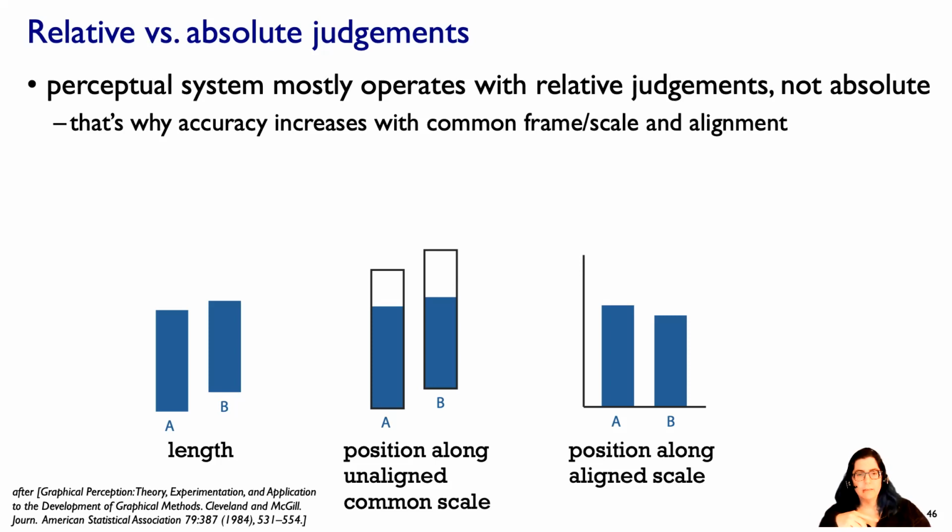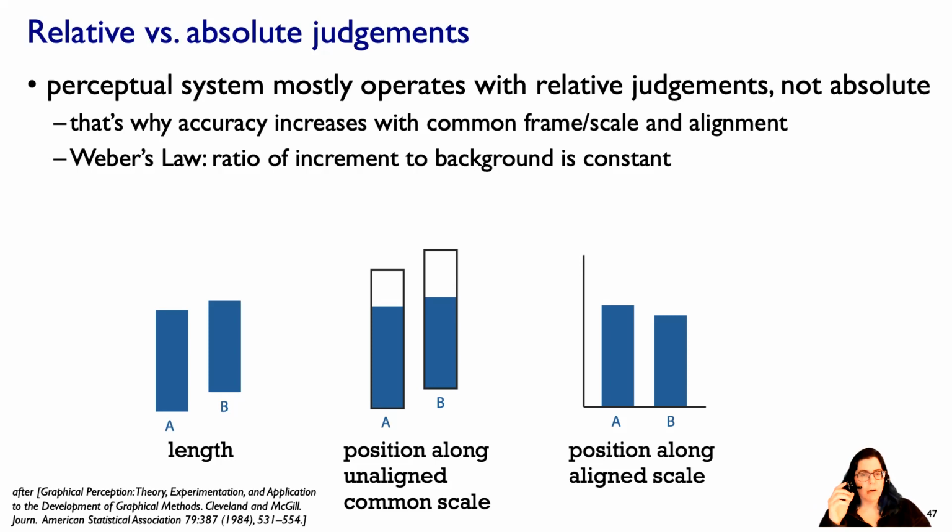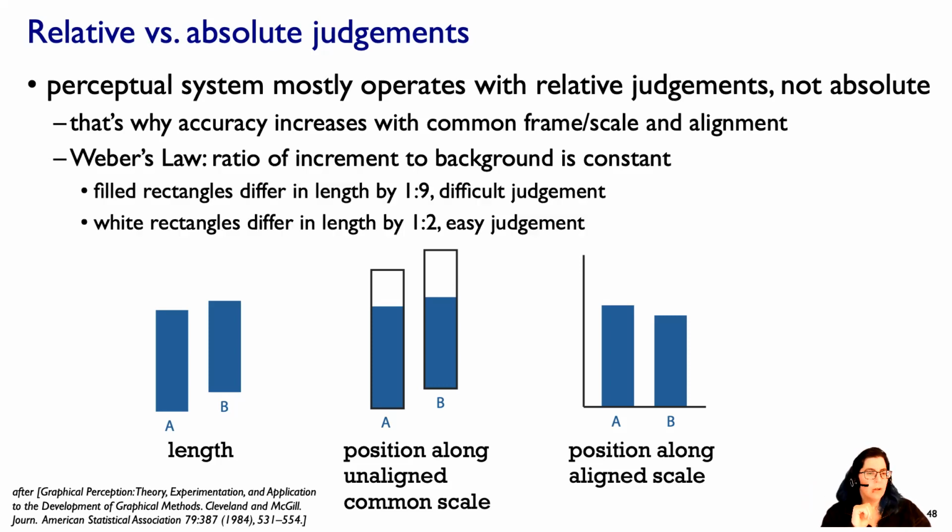Why are these things not all equally easy? Well, this has been characterized as what's called Weber's law: the ratio of an increment to the background is constant. Let's unpack that and see what it means. What's going on with the filled rectangles is they're different by about 1 in 9. So that's not a completely easy perceptual judgment. It's not impossible, but it takes a little bit of thinking. The white rectangles, though, because of the common scale, are actually different by a factor of 1 to 2.